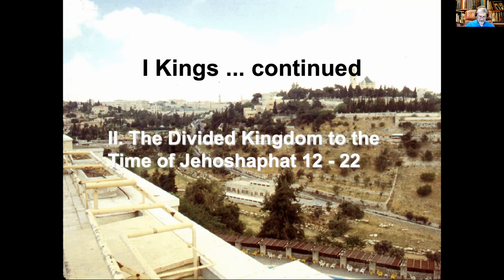Jeroboam, beginning at verse 16, chapter 12. When all Israel saw that the king did not listen to them, the people answered the king, "What portion do we have in David? We have no inheritance in the son of Jesse. To your tents, O Israel. Look now to your own house, David." So this is the official declaration of independence.